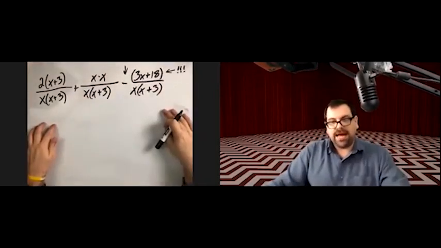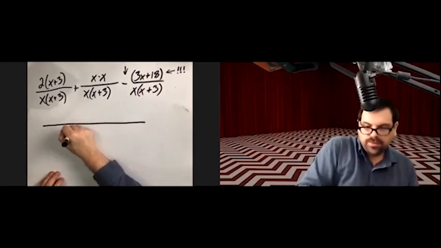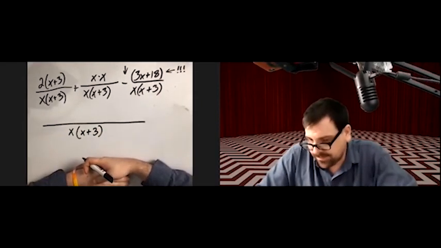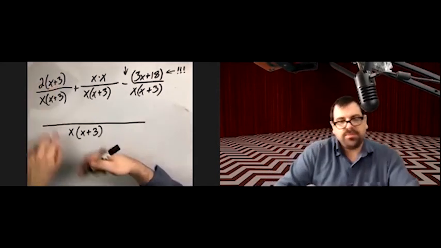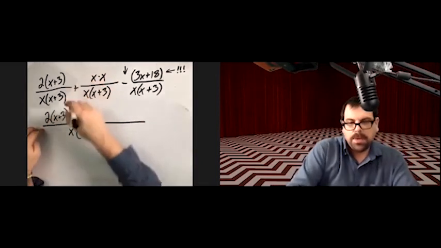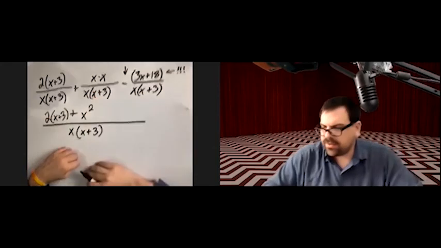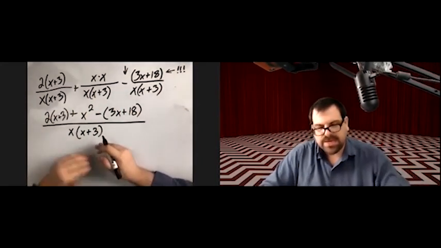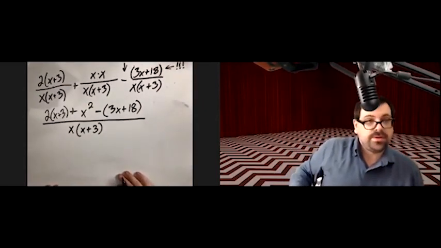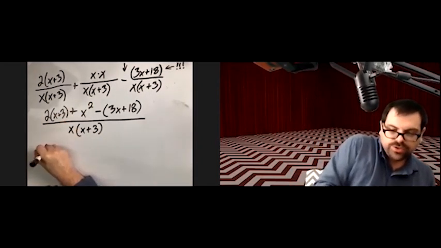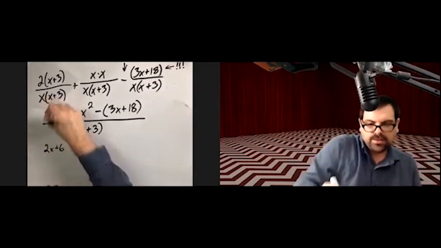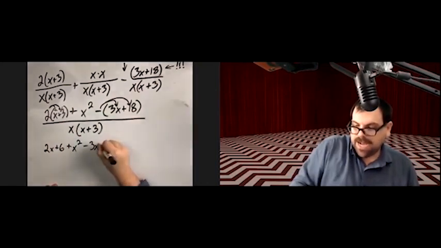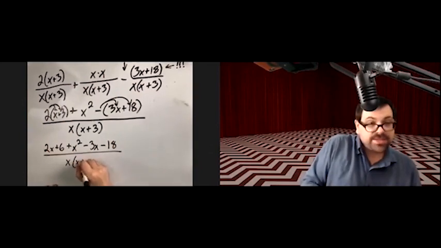Okay, continuing. We have x times x plus 3 on the bottom. In all 3, that is our common denominator. That will be the denominator of our answer. Up top, we have 2 times x plus 3 plus x times x, which is x squared, minus this whole 3x plus 18. Keep the bottom in factored form, but now we have to expand the top. Distribute the 2. 2x plus 6 plus x squared minus 3x minus 18 all over x times x plus 3.